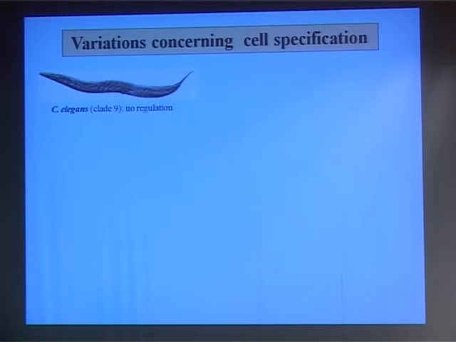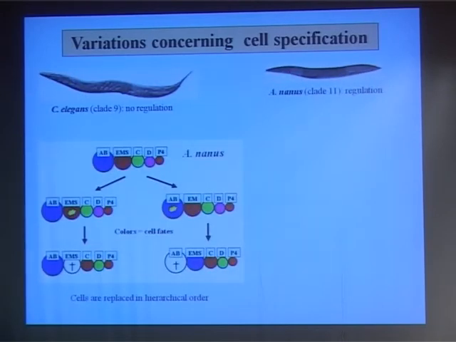So there is a cell specification that differs between C. elegans and another nematode. This is here C. elegans, and experiments have shown that this embryo of C. elegans does not show any kind of regulation. That means if you take away a cell, it is not replaced by another cell, and this embryo will not develop properly because important things are missing this way. This is Ananos, belongs to clade 11, and there we found that the regulation is there, at least in the early embryo. And I will show you why we can say that and how that looks like.